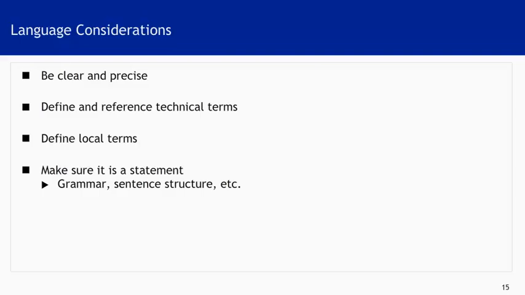The last key aspect of the problem definition is language. The problem definition is actually a statement, a single sentence. The language should be clear and precise. It should avoid technical terms, but if they are necessary, they must be defined or referenced. Local terms are encouraged, but again, a definition is necessary. Finally, make sure you have used proper grammar and sentence structure for your single sentence problem definition.